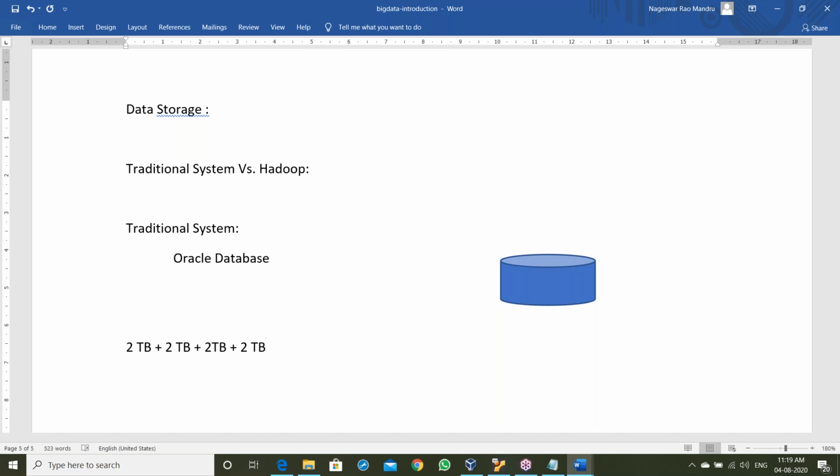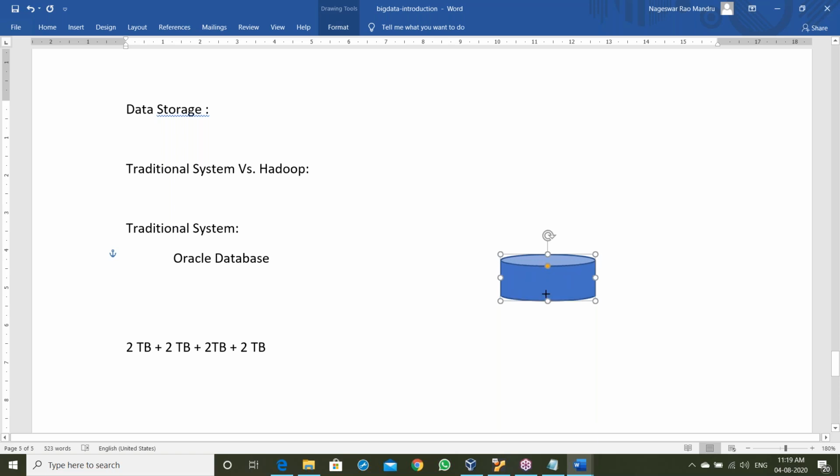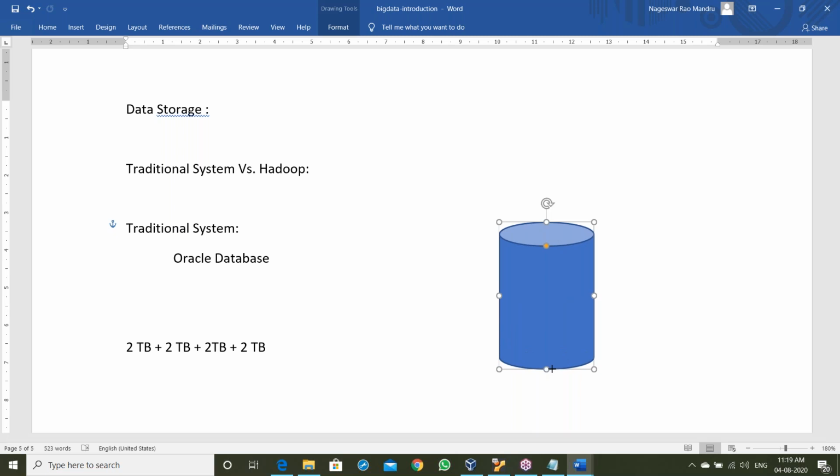Then the next 2 TB, and like this you keep increasing the volume. Initially just 2 TB capacity, then next 2 TB, next 2 TB added like this, increasing the volume.